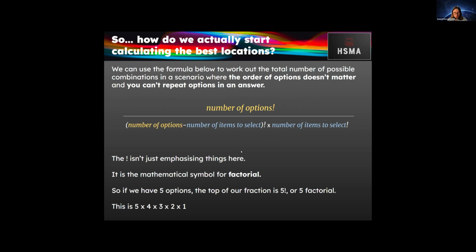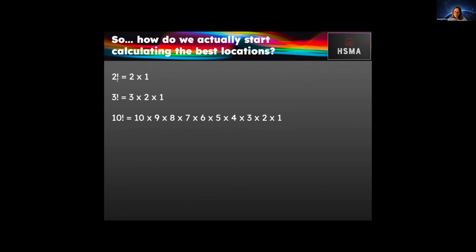In this case, this exclamation mark isn't emphasizing things. It's the mathematical symbol for what we call factorial. So if we have 5 options, that makes the top of this 5 factorial, 5 exclamation mark. That's 5 times 4 times 3 times 2 times 1. That's all factorial means in this setting. So 2 factorial will just be 2 times 1, 3 factorial 3 times 2 times 1, and so on and so forth.